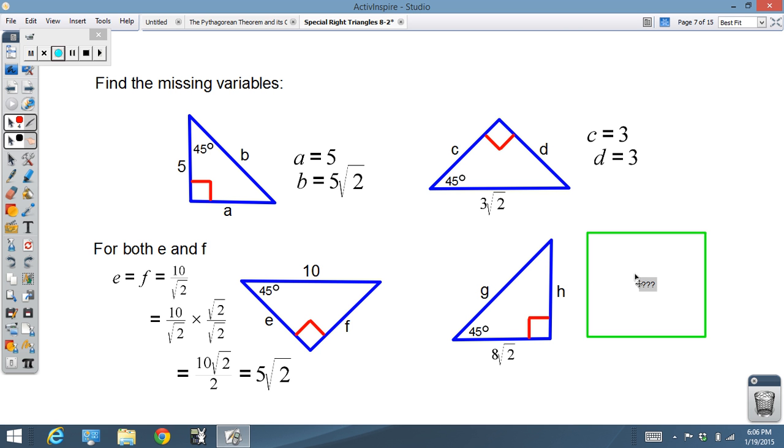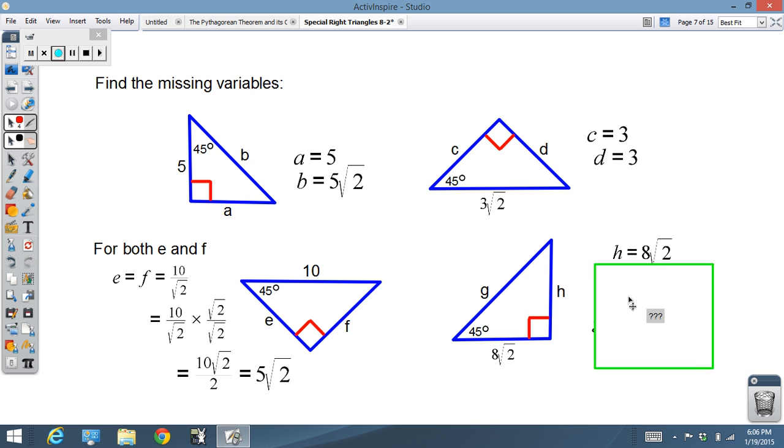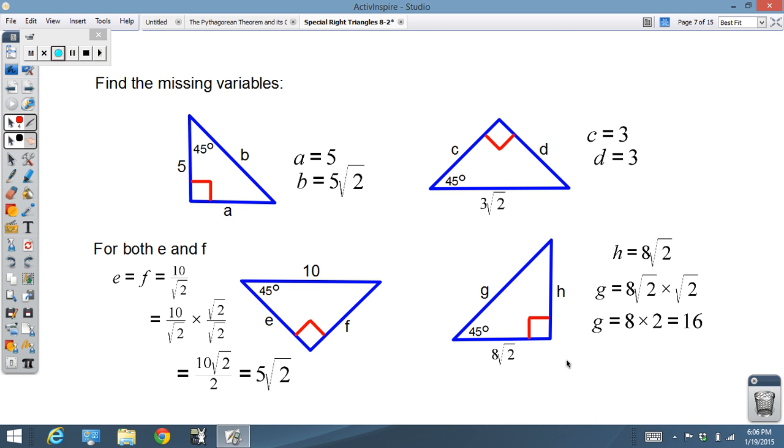Finally, on G and H, we got this. Now, H must be the same, must be 8 times the square root of 2, and G is 8 times the square root of 2 times the square root of 2. Once again, square root of 2 times the square root of 2 makes 2. So our answer for G is that it's 8 times 2, or 16.